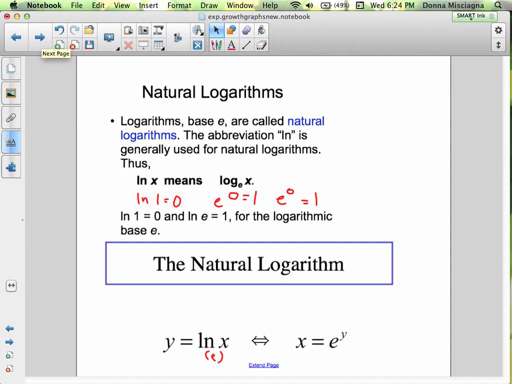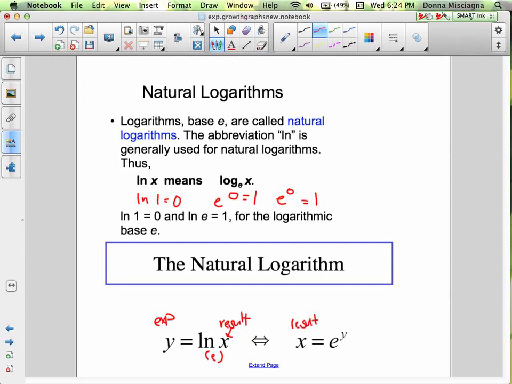So we don't write the base when it's the common log, base 10, or the natural log, log natural, e. In logarithmic form, y equals natural log of x, the base there is understood to be e, and y would be the exponent, and x would be the result. Putting it in exponential form, x is our result, and how do we get that result? We raise our base, which is e, to a power. So when we see ln, you know the base is e.